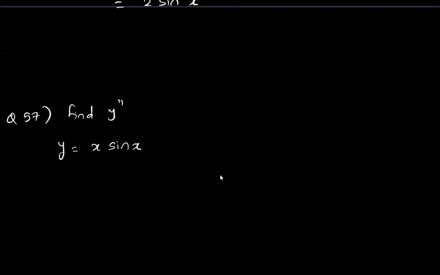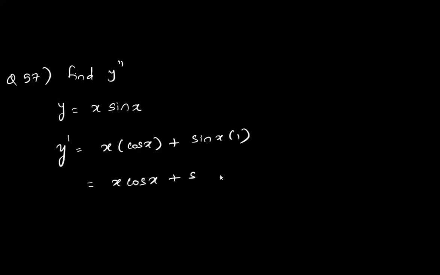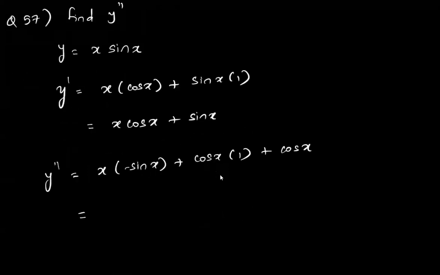All right. Here you have to find the second order derivative. So I apply the product rule. x times cosine x plus sine x times 1, which can be written as x cosine x plus sine x. The second derivative will be x times negative sine x plus cosine x times 1 plus cosine x. And this can be written as negative x sine x plus 2 cosine x. And that's your second derivative. Okay, that's it.